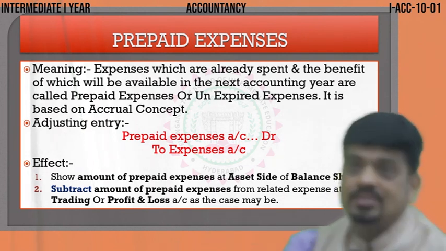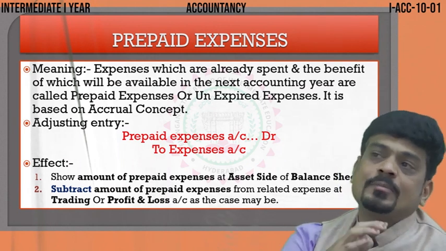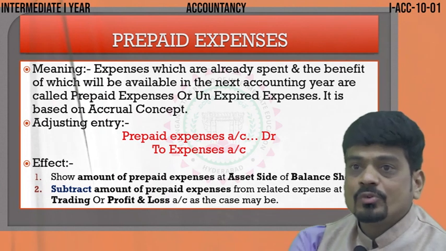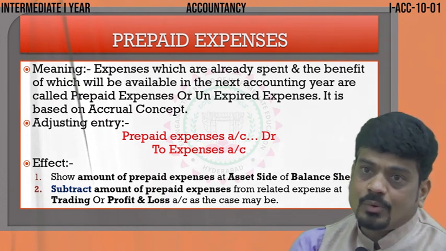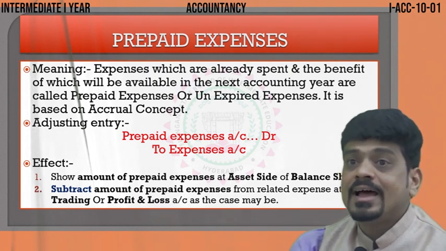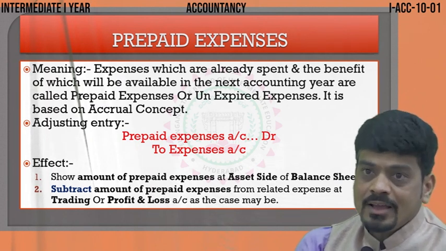So those expenses which we pay in advance, but actually relate to some other accounting year, we call them prepaid expense. So the adjusting entry will be prepaid expense account debit to expense account. Then the effect, you see, we have to show the prepaid expense at the asset side of the balance sheet, and we should subtract from the related expense.